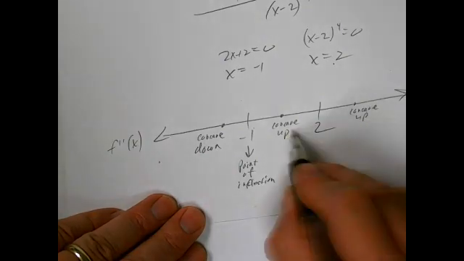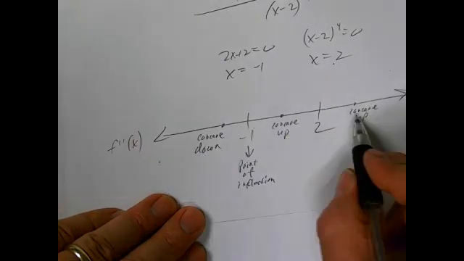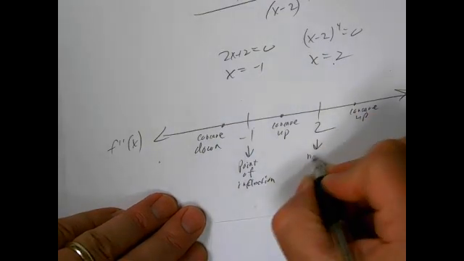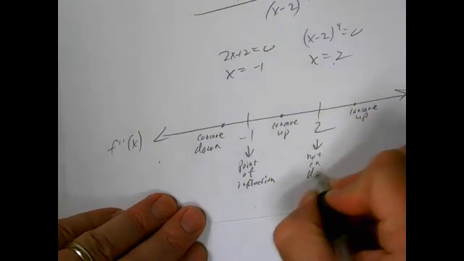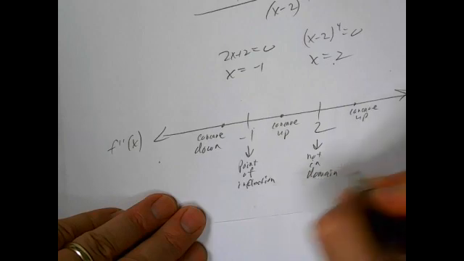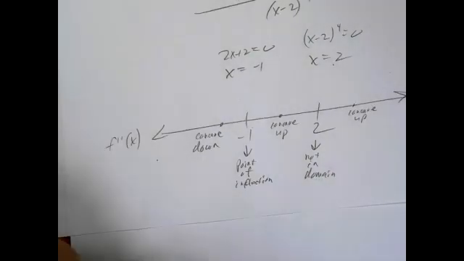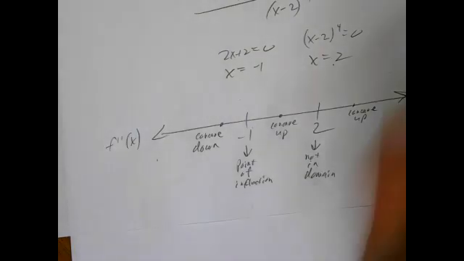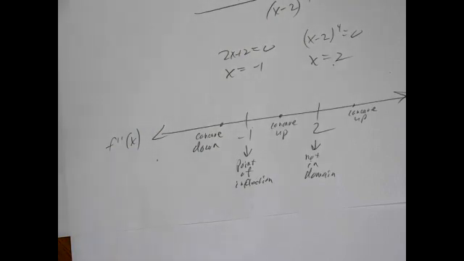At 2, it did not change, and 2 could not have been a point of inflection anyway because it's not in the domain of the function in the first place. All right, so I've got my concavity figured out. I have found my 1 point of inflection. Let's talk about this max and min issue.